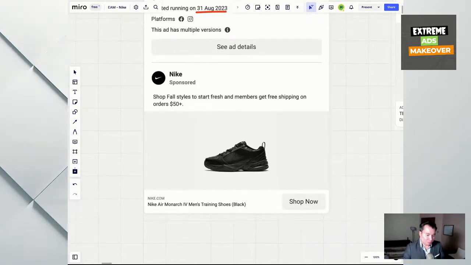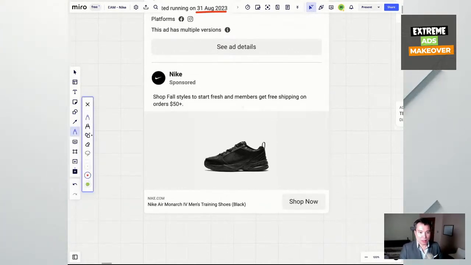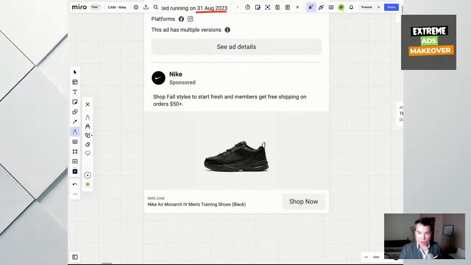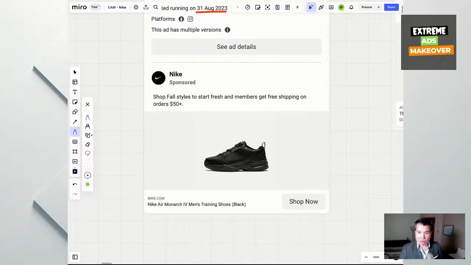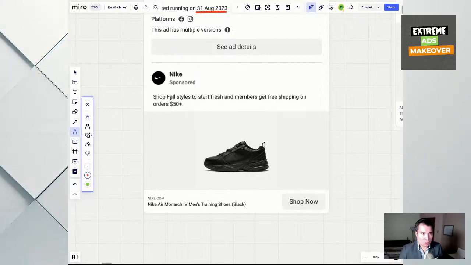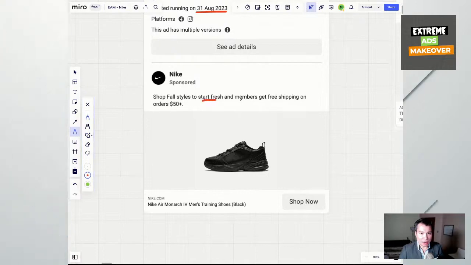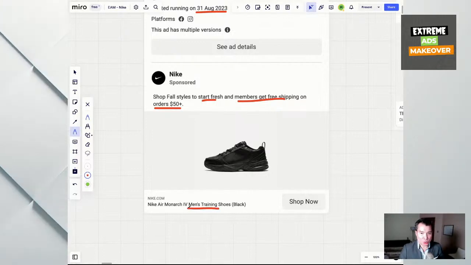So what do you see from this ad? I like the photos. The photo is nice, right? It's very professional photography. And what else do we have? It's professional photos, but if you look closely, what happens here? Shop for style to start fresh, and members get free shipping on orders of $50 plus. And the product being promoted here is the Nike Air Monarch 4 men's training shoes, right?